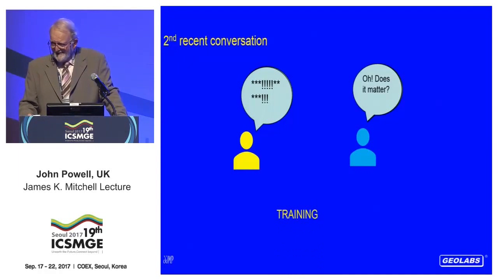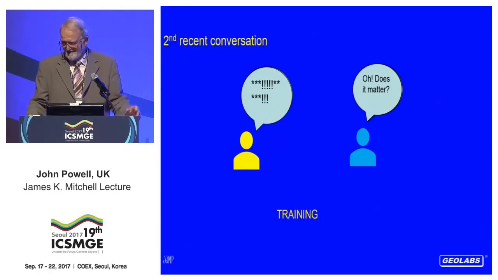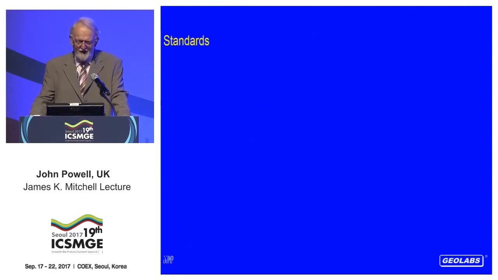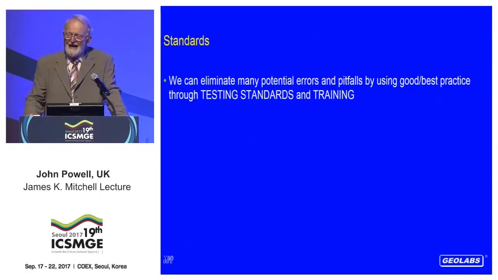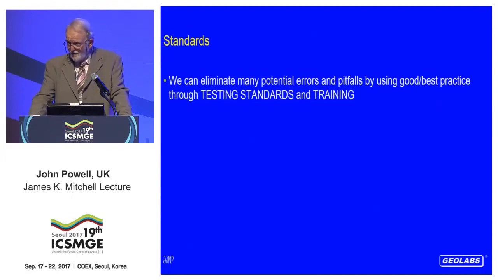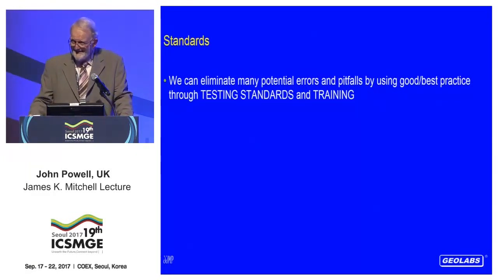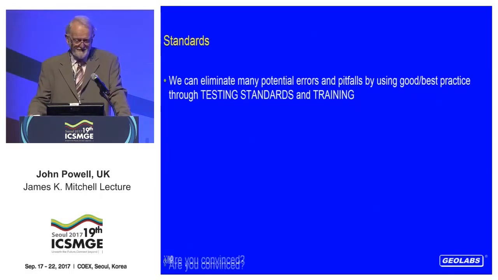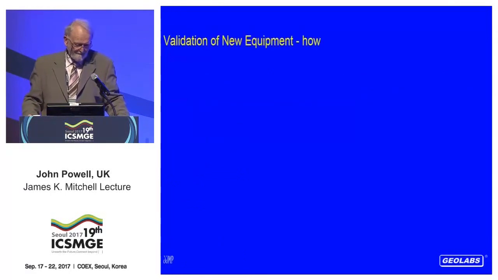Training again. It's too easy to buy equipment and think that we can then go away and test. But we have to know what we're doing. It's not just the engineers, the technicians, the people doing the operation have to know why they're doing it and why we need quality. So we can eliminate many potential errors and pitfalls by using good best practice, we've heard that mentioned today already, through testing standards and training. I hope I've convinced you about some of that. Please be convinced. I do hope so.